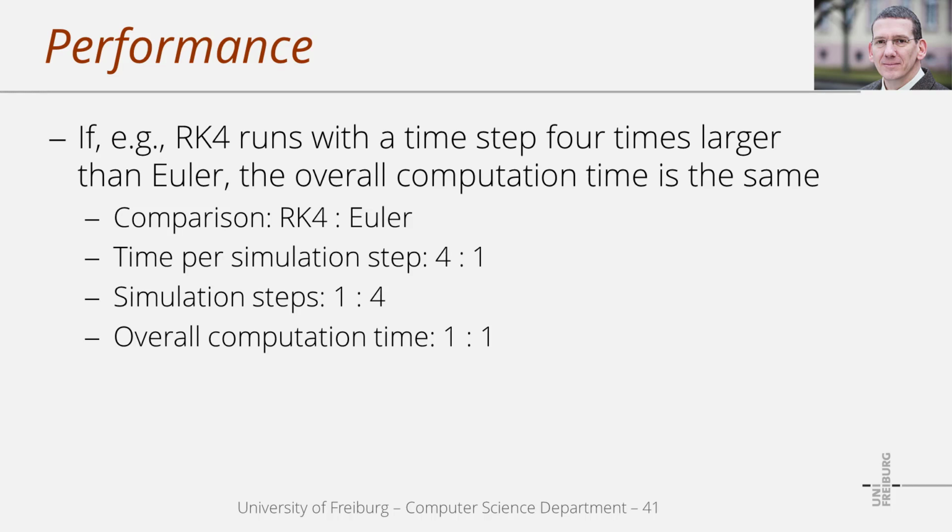This means if Runge-Kutta 4 runs with a time step that is larger than 4 times the time step of Euler, then Runge-Kutta is more efficient, otherwise Euler is more efficient. And again, this comparison is only practically relevant if the simulations are stable in all the discussed cases.